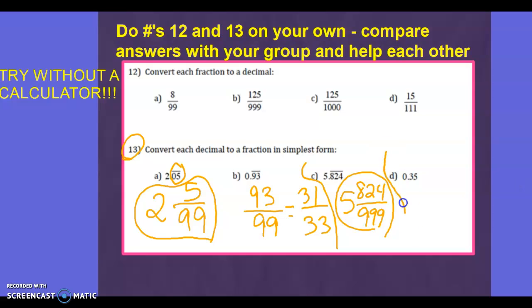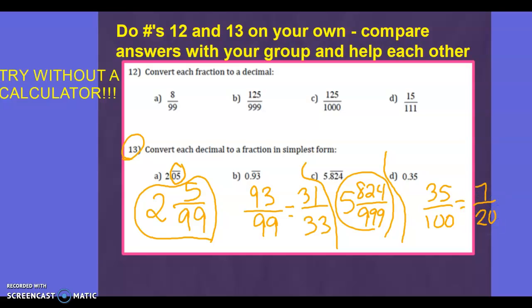Now letter D is a little bit of a trick. It is not repeating, so we use the previous skill that we learned. How do we read 0.35? That is read 35 over 100. And then you could simplify that by dividing the top and the bottom by 5 or using your calculator, and you would get 7 over 20.